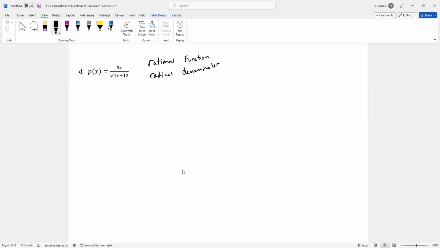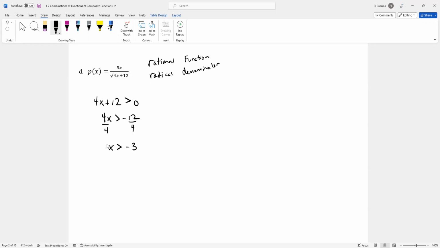So under the radical, 4x plus 12 is allowed to be greater than or equal to 0. However, because it's in the denominator, right, our denominator is not allowed to equal 0. So we just take that part away. That's a combination of the two. Then again, solve this like you normally would. So I will subtract 12 from both sides and then divide by 4.